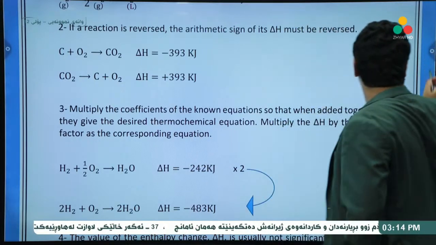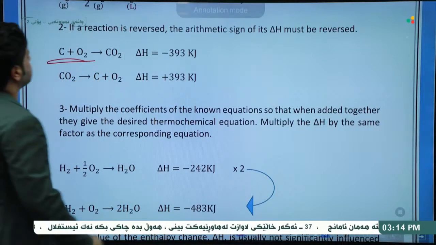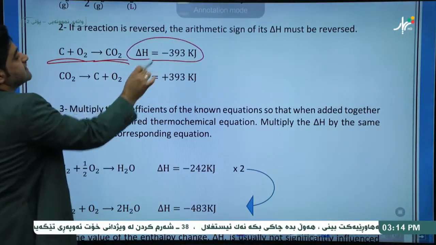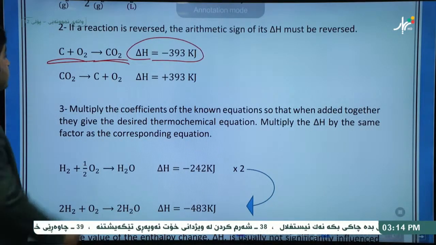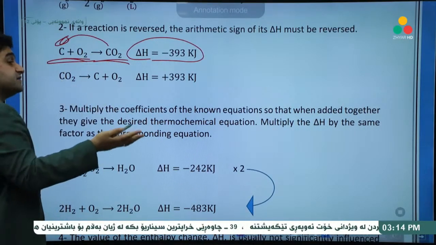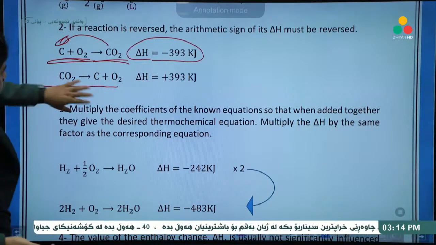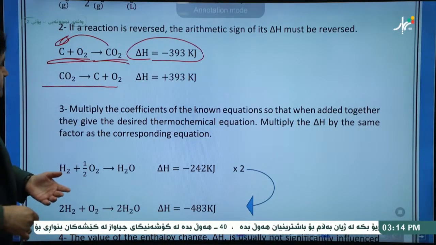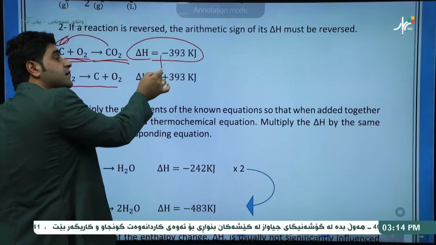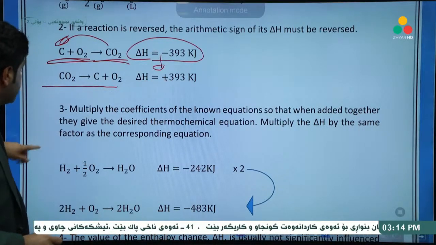Well, look. Combining carbon and oxygen to form carbon dioxide, delta H is equal to negative 393 kilojoule. But if we reverse this reaction, look, we just replace the reactant by the product and the product by the reactant. We just turn the reaction upside down. But what's going to happen with this value? Of course, it must be changed. It must be reversed. Negative, positive.